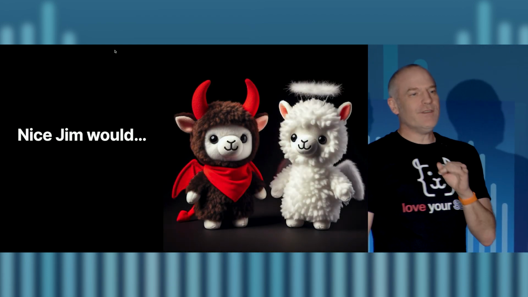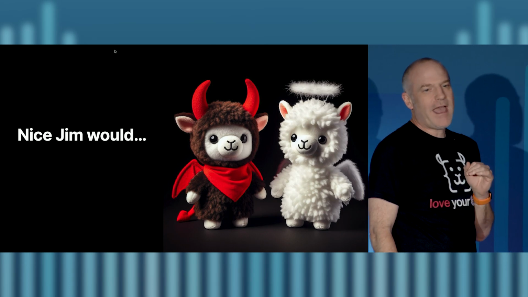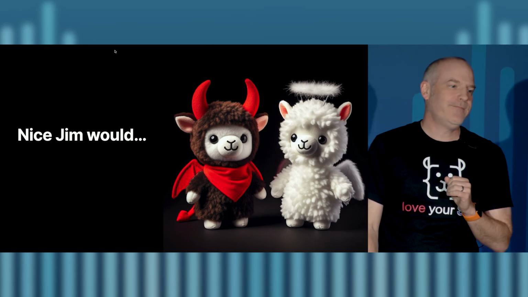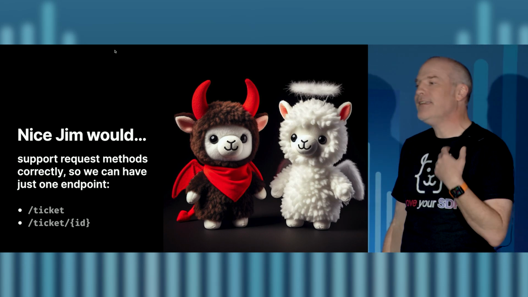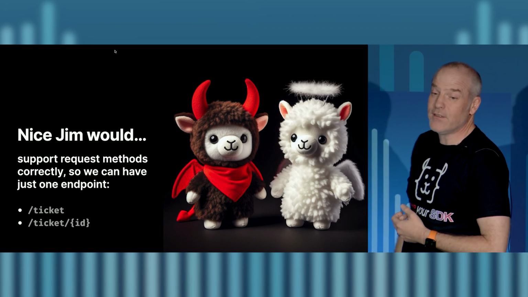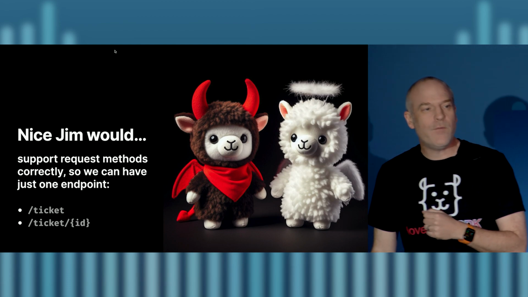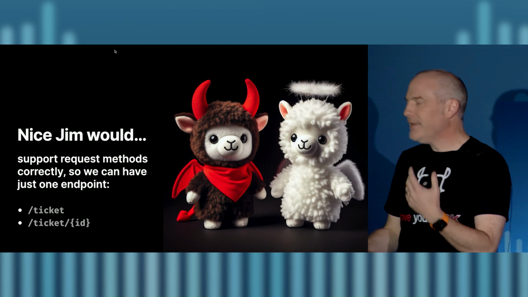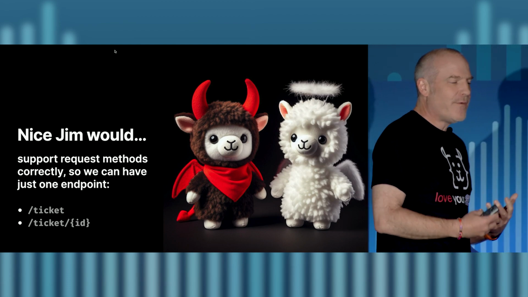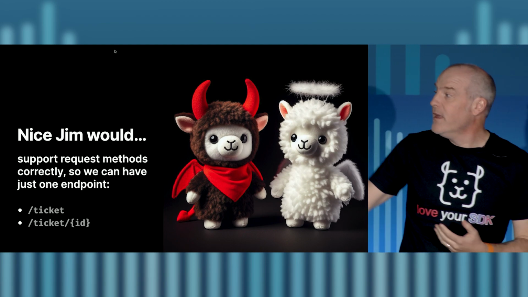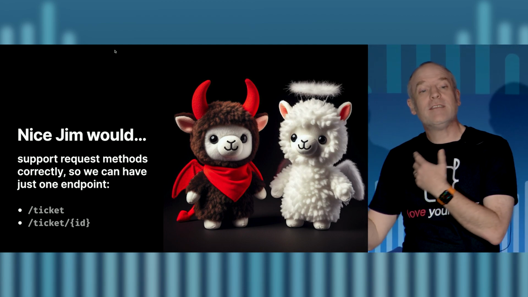Now, Nice Jim wouldn't do this. Nice Jim would not have all tickets, update tickets. Because Nice Jim would actually use those HTTP request methods that we talked about, meaning we could have one endpoint. We could have ticket, and we could make post, put, delete, get requests against that one endpoint. We could actually have a nice, sensible name spelt correctly, and then we can take advantage of the request methods and name it correctly.